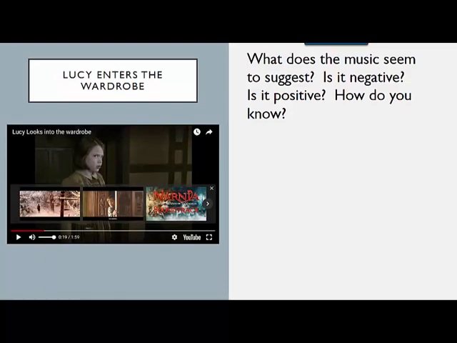Okay, so we just heard a little piece of the music. So think to yourself, what does this music suggest? Is it a negative feeling? Is it a positive feeling? And how do you know?